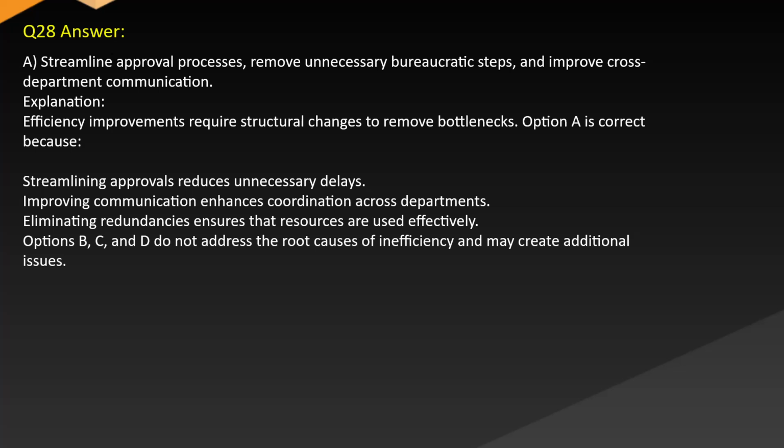Answer A. Streamline approval processes, remove unnecessary bureaucratic steps, and improve cross-department communication. Explanation. Efficiency improvements require structural changes to remove bottlenecks. Option A is correct because streamlining approvals reduces unnecessary delays. Improving communication enhances coordination across departments. Eliminating redundancies ensures that resources are used effectively. Options B, C, and D do not address the root causes of inefficiency and may create additional issues.